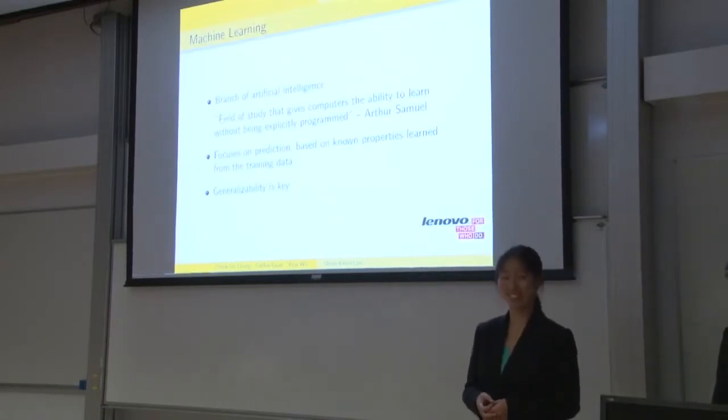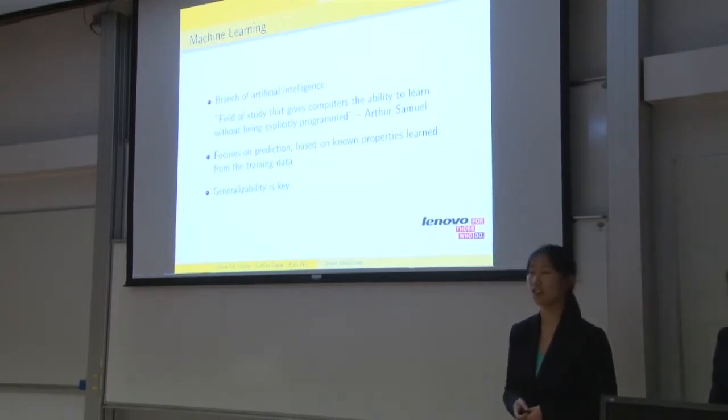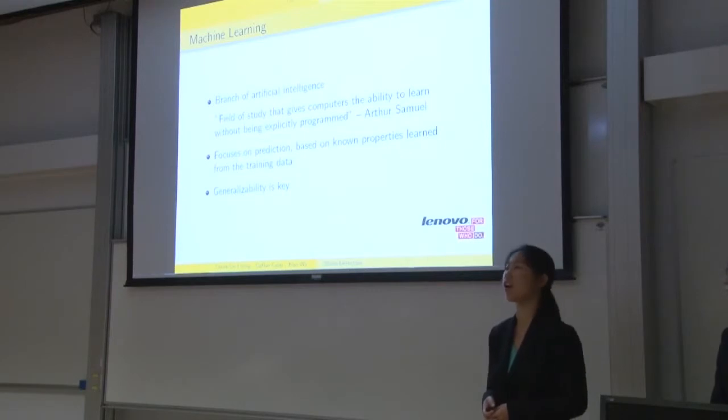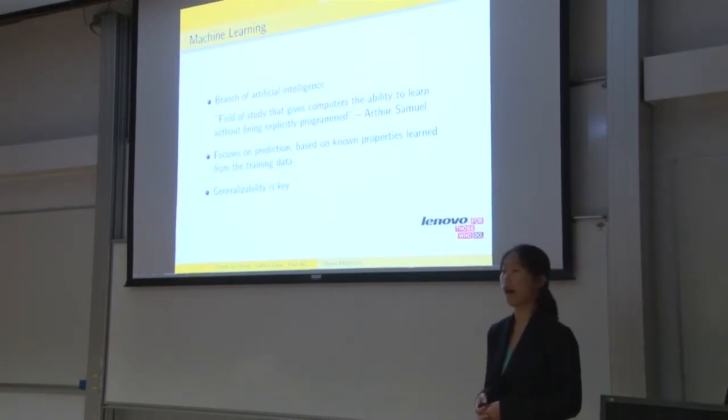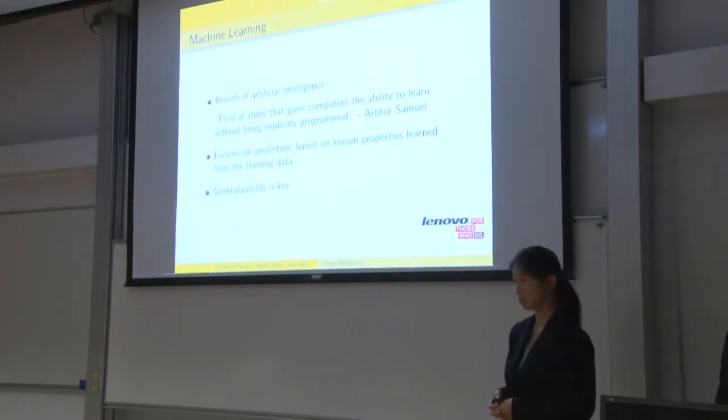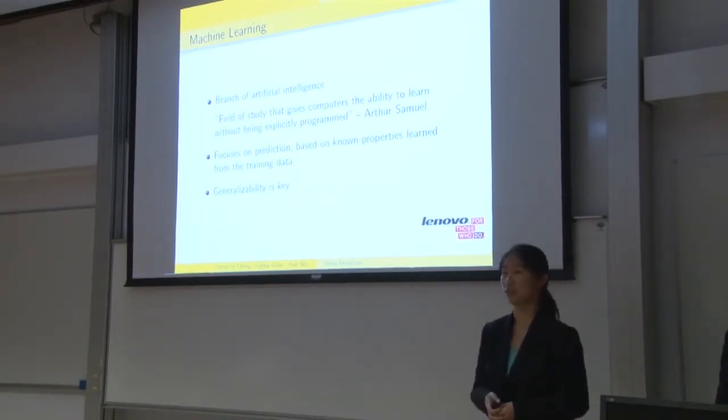Okay, so to start, machine learning is a branch of artificial intelligence. Arthur Samuel, one of the pioneers of machine learning, defined it as a field of study that gives computers the ability to learn without being explicitly programmed. It's a theory that focuses on prediction, based on known properties learned from the training data.